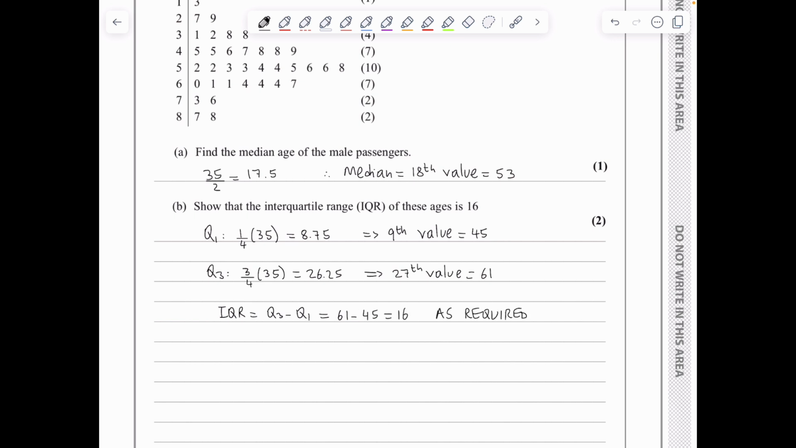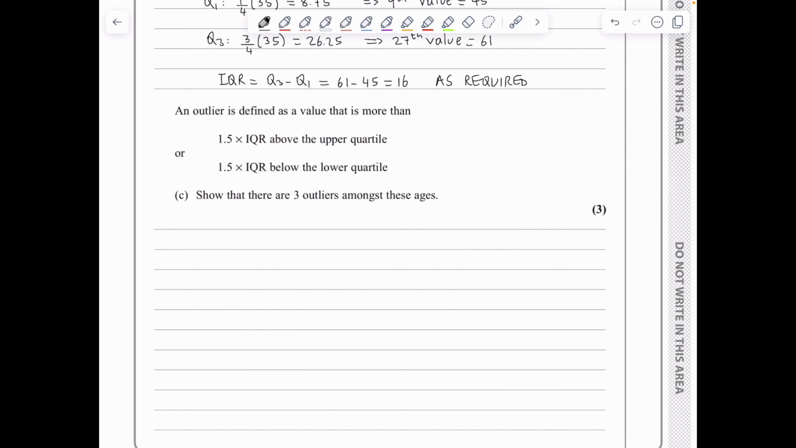As required. We are then provided with a rule of determining outliers, and we need to show that this means we've got 3 outliers in our data. So the lower limit is given by Q1 minus 1.5 times the interquartile range, which is 45 minus 1.5 times 16, which gives an answer of 21. Whereas the upper limit is Q3 plus 1.5 times the interquartile range, which is 61 plus 1.5 times 16, which is 85. So anything below 21 and anything above 85 will be classified as an outlier.